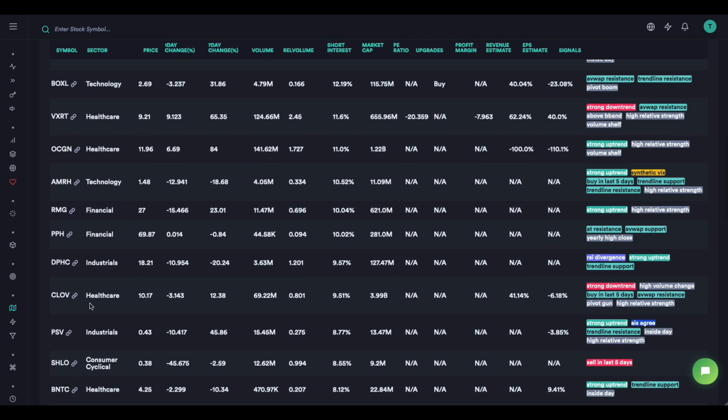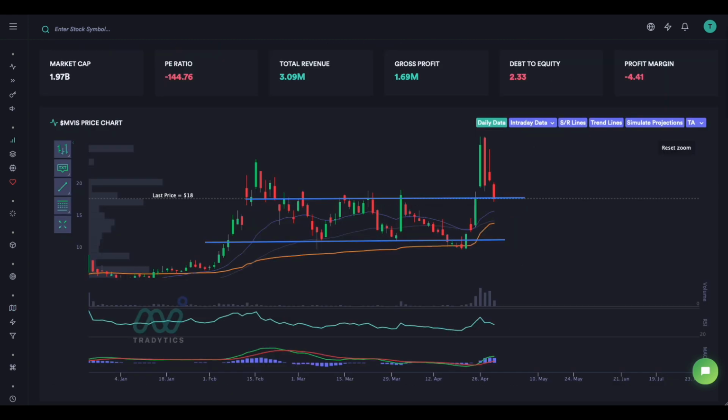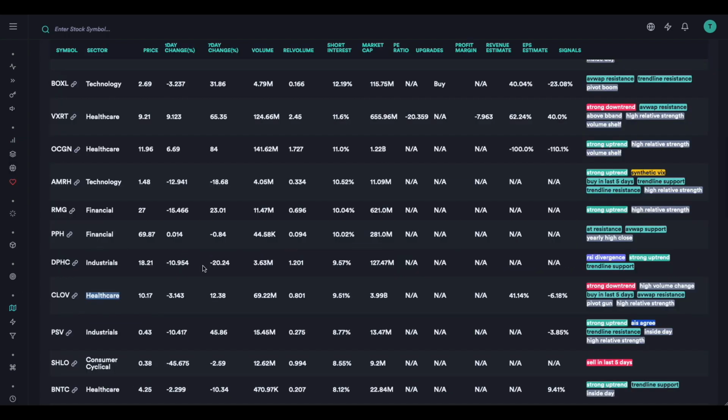So I want to go over Clove as well, because this is a setup that we traded a few days ago. This is a really good one. So let's see what do we have for Clove. So we have a strong downtrend, but we have a buy in the last 5 days. And now we have an anchored VWAP resistance, we have pivot gun, we have high relative strength, and then we have high volume change. So high volume change is always good, because if the volume increases significantly, that means more people are trading the stock, and that increases the volatility and gives you more entries and exits.